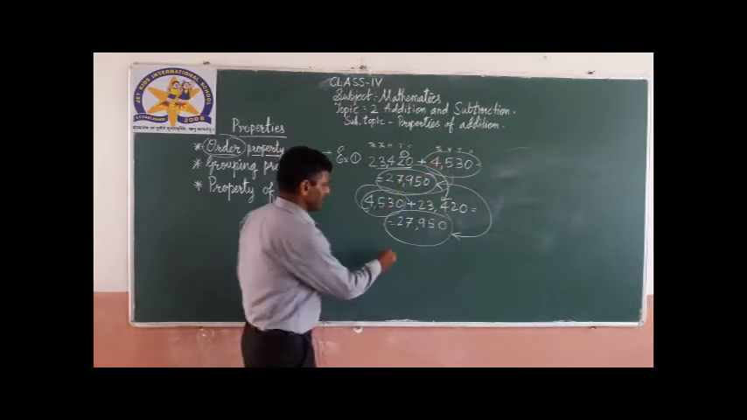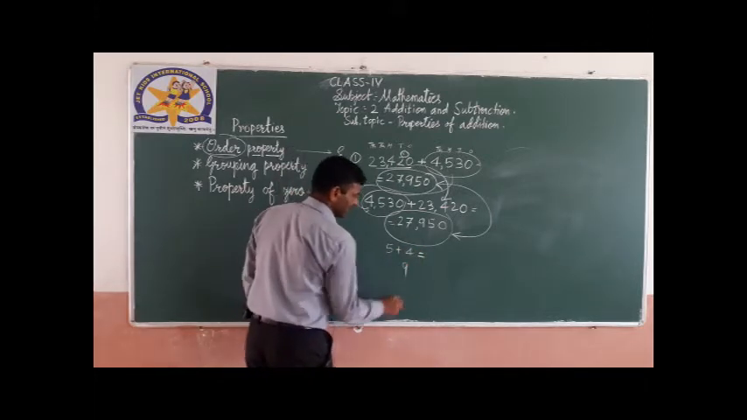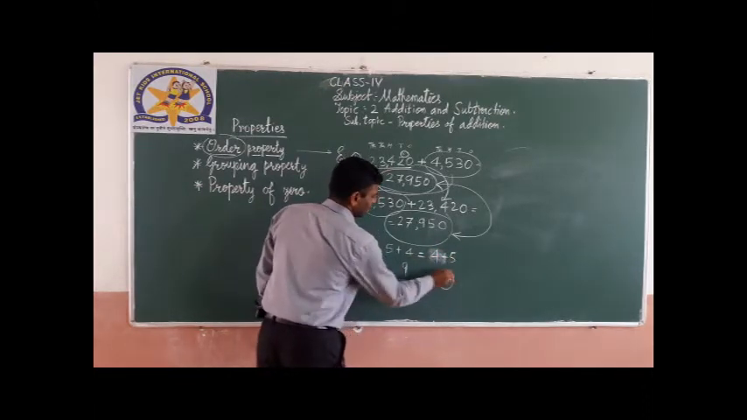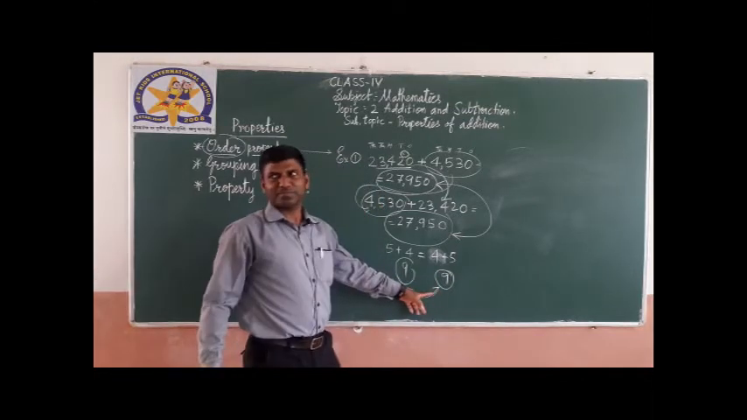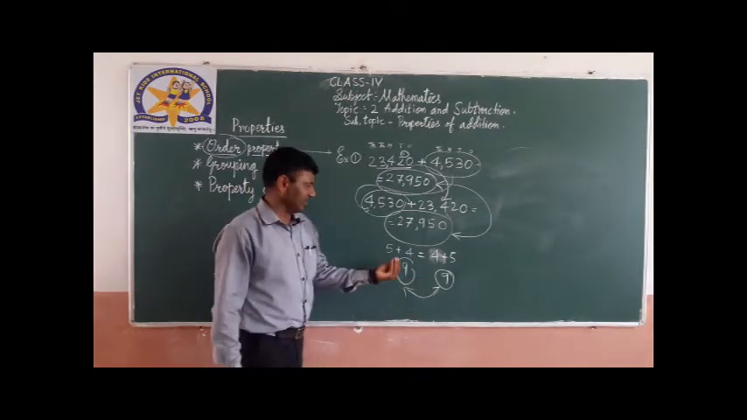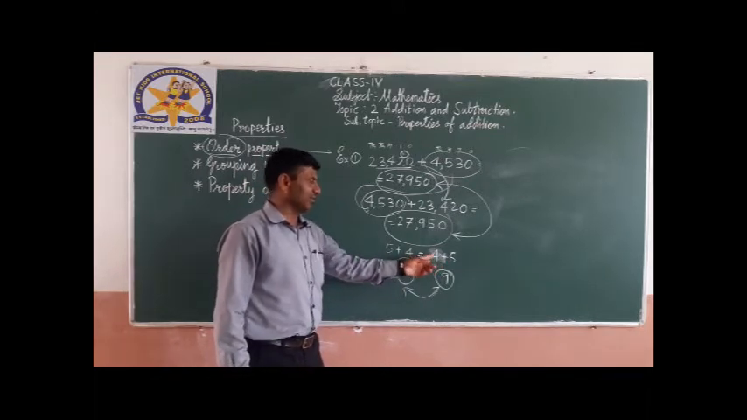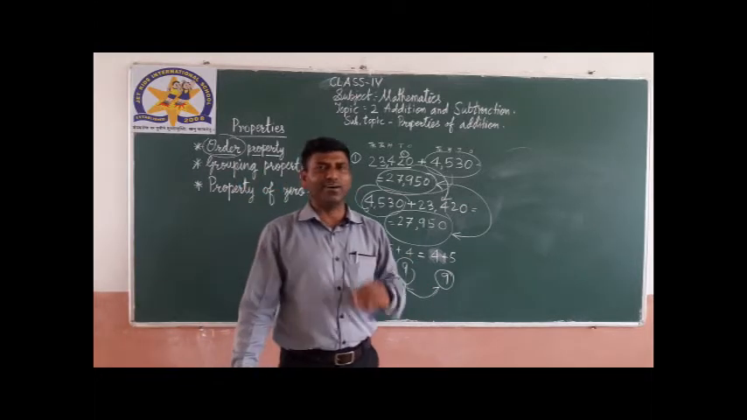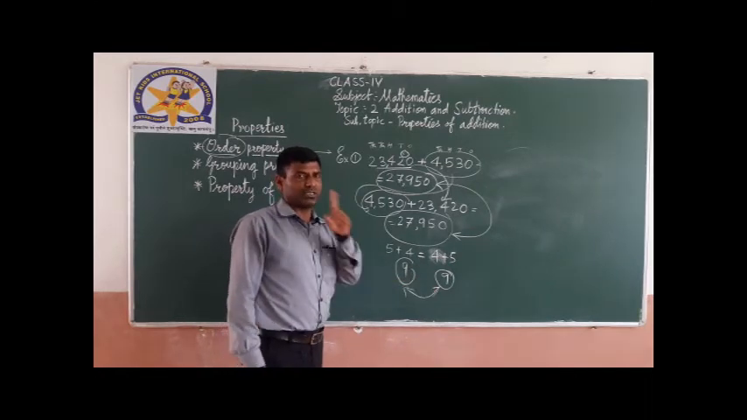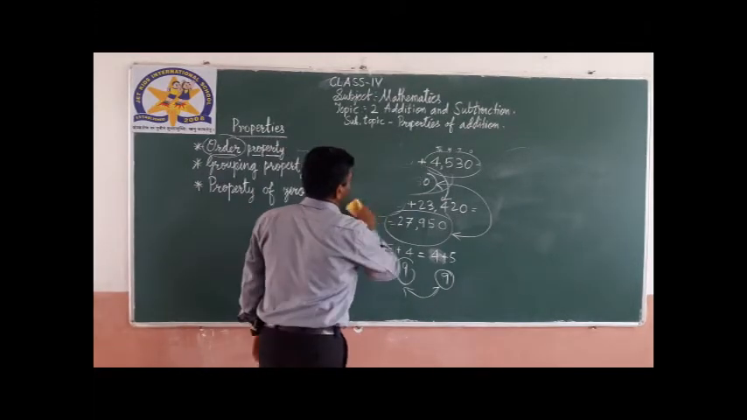In short, 5 plus 4 is equal to 9, and 4 plus 5 is also equal to 9. Is the sum the same? Yes. Understand? Means if we change the order of the numbers, first becomes second and second becomes first, then there will be no effect on the addition, or the sum, their answer. This is the first property, the order property of addition. Let's see the second property.